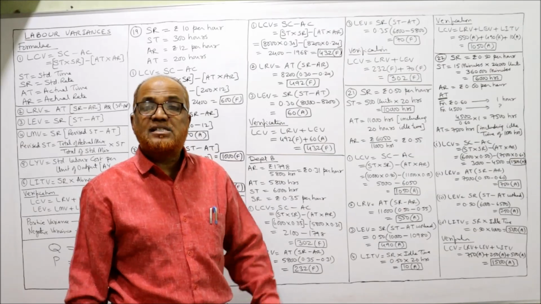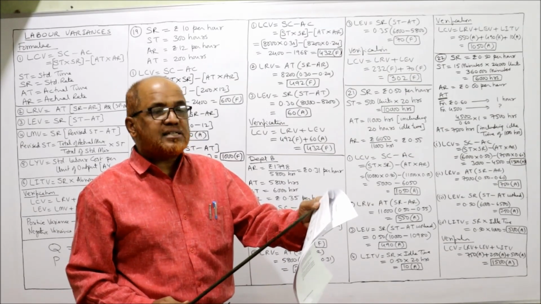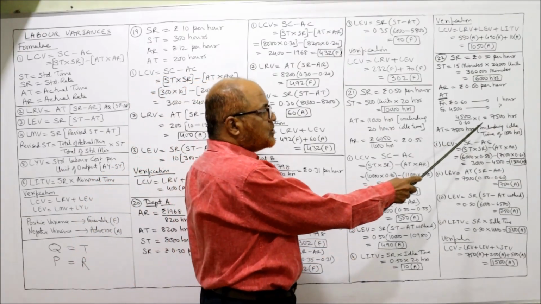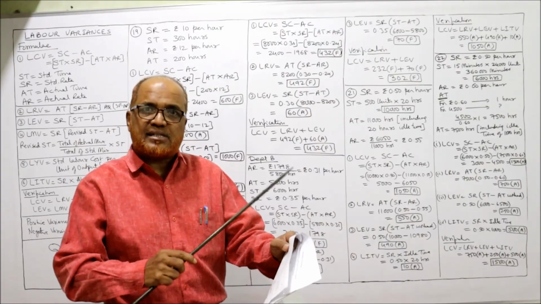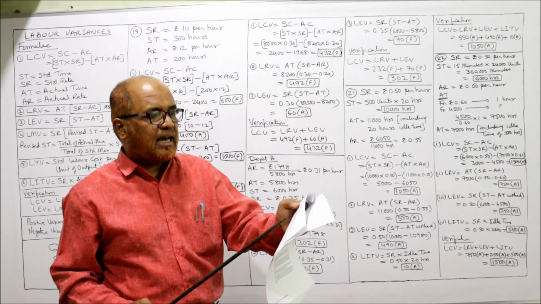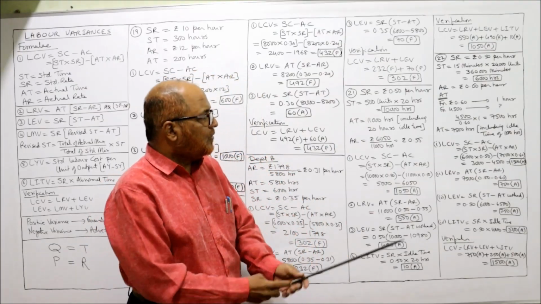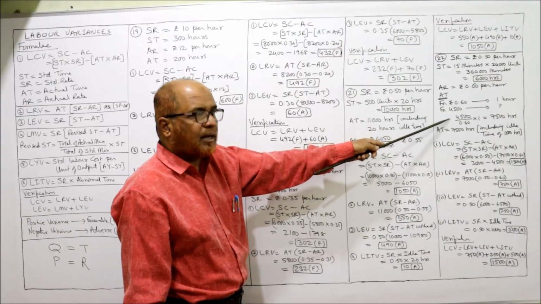7,500 hours. This is the actual time, and including 1,000 hours idle time. In this 7,500 hours, 1,000 is the idle time, just like the previous problem. Calculate idle time variance, labor efficiency and labor rate variance. That's all. We got all the 4 items: standard rate, standard time, actual rate, actual time.